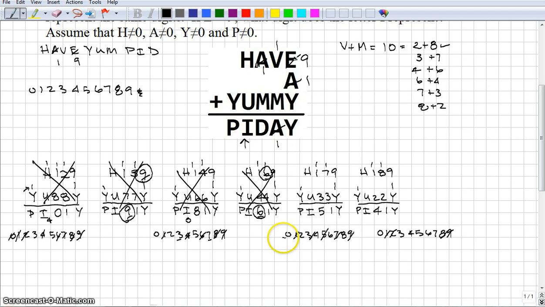The numbers we have left are 0, 2, 4, 6, and 8. So we're not going to be able to satisfy the Y and the P, because they're consecutive numbers. That's what they have to be. So that doesn't work either. All right, so finally, if anything's going to work, it has to be this one, right?